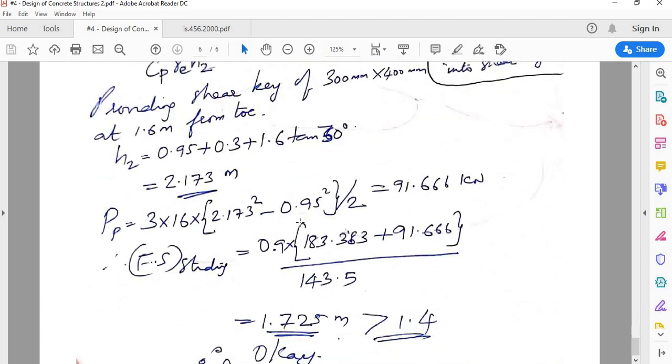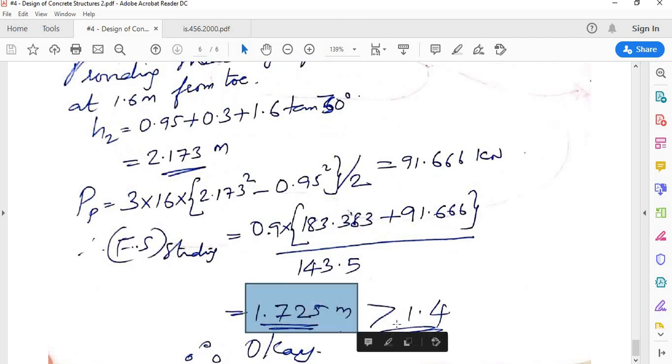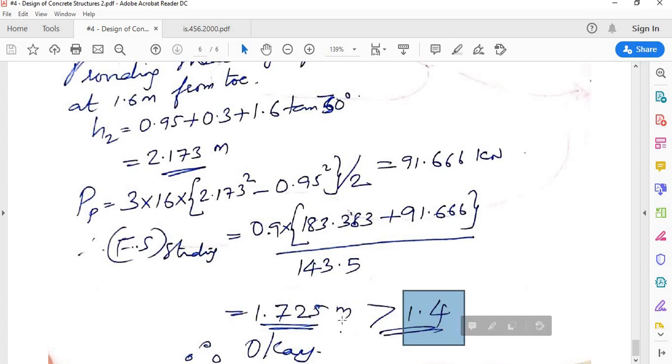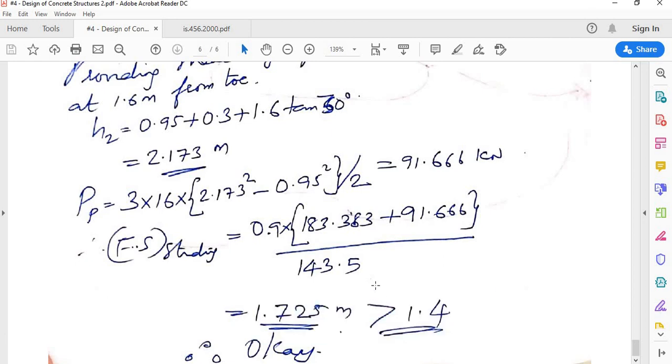But as an academic exercise, we will also check factor of safety once again. This is the factor of safety recalculated. Here you will have an additional 91.666. So you are getting a factor of safety of 1.725, which is greater than 1.4. Sorry, a meter won't come here. It is unitless, right? Sorry. Just take care of that. So the factor of safety check is also satisfied.